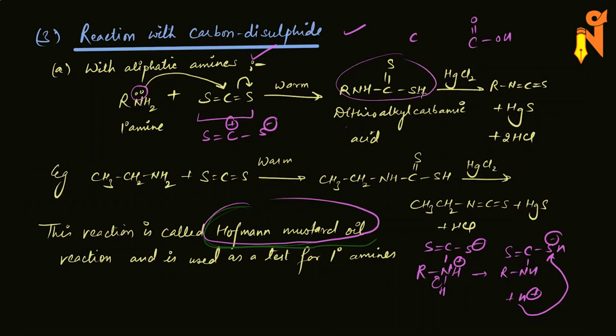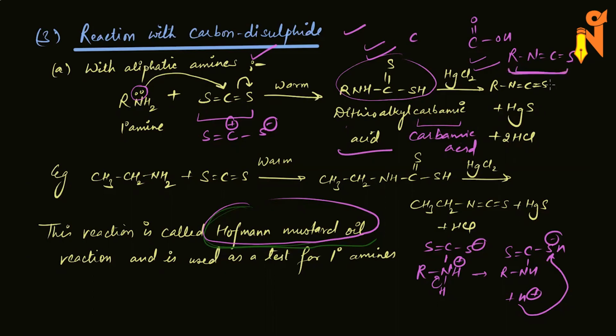So this, the way we have a carboxylic acid group, a similar kind of group has been formed over here, but instead of oxygen, we have two sulfurs over here, and this will be called dithiocarbamic acid. This is the acid which is formed by sulfur, not oxygen. Now, once we have got this acid, we will treat it with HgCl2, and we will get R-N double bond C double bond S, this kind of compound.